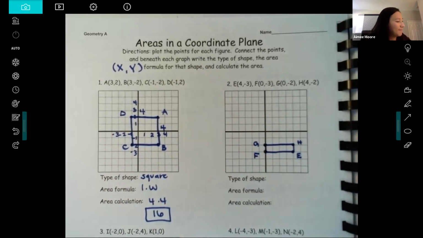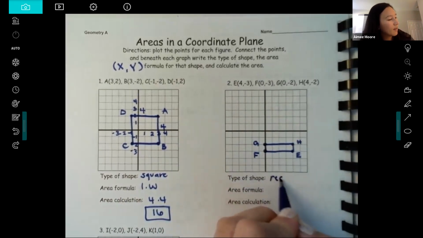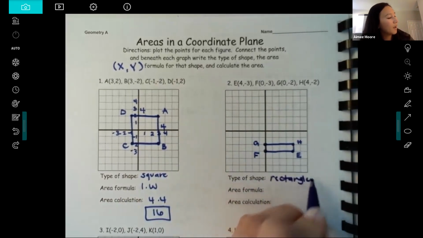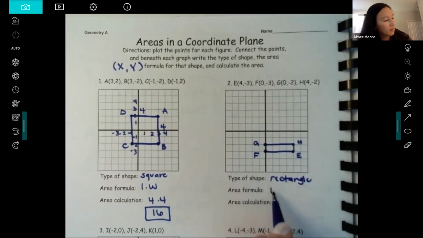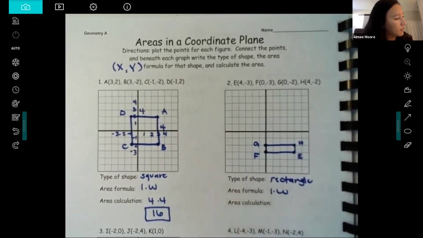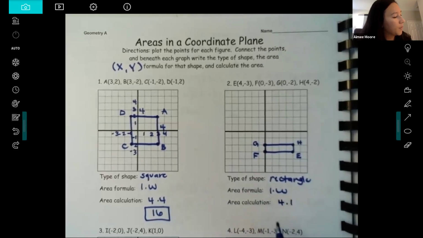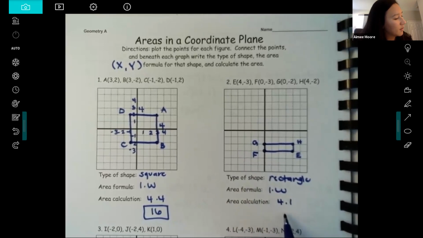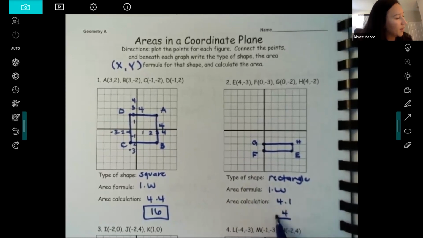So what shape is that? A rectangle. Good. And what's the formula for a rectangle? Length and width. Good. And so what's the area calculation? 4 and 1. Good. Which is 4. Perfect.